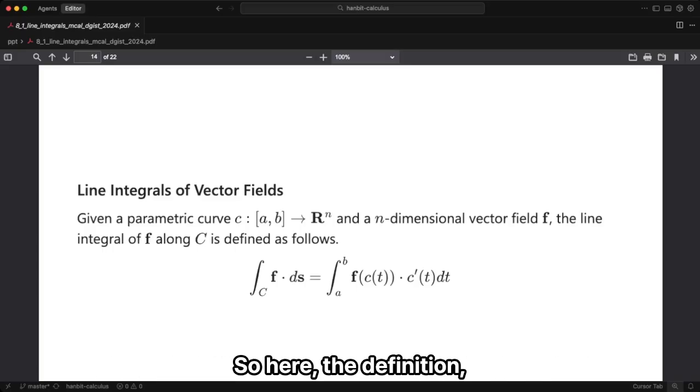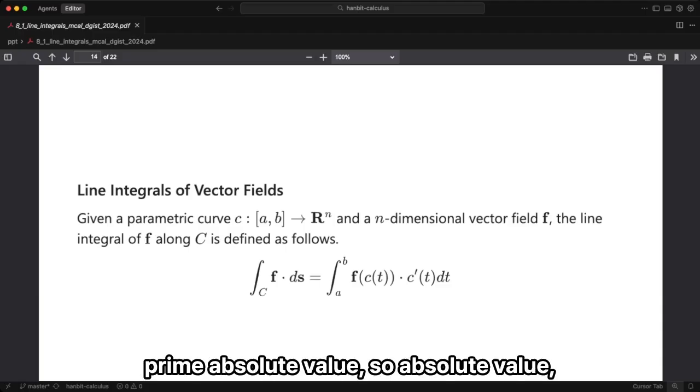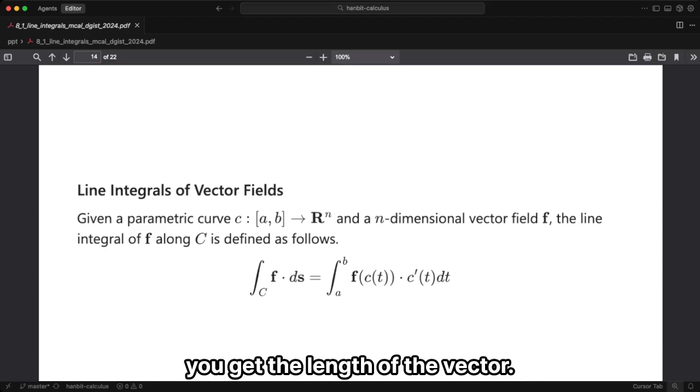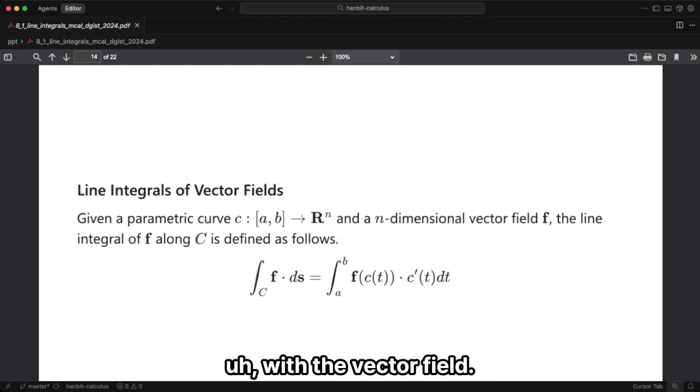So look at the definition. Everything is the same except we have c prime instead of the absolute value of c prime. Whenever you put the bar around this, you get the length of the vector. But here you don't take the length. You get the vector itself, and then take the inner product with the vector field. So there are two things.